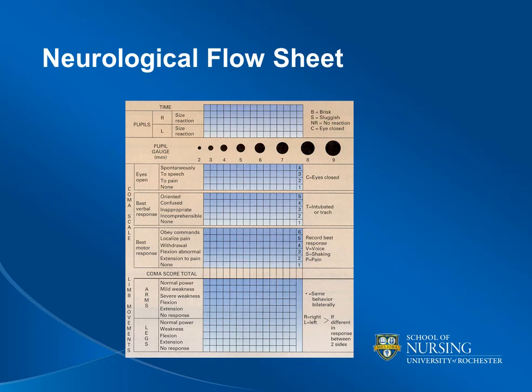The pupil assessment includes size, shape, and reactivity. The normal pupil response would be equal in size, shape, and reactivity to light unless the patient has had a previous history of surgery, such as cataract surgery.